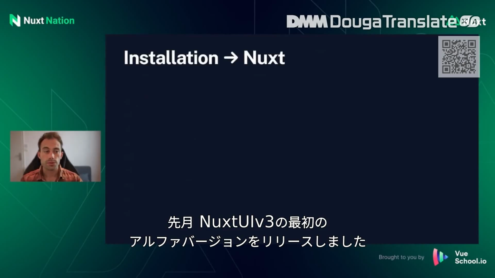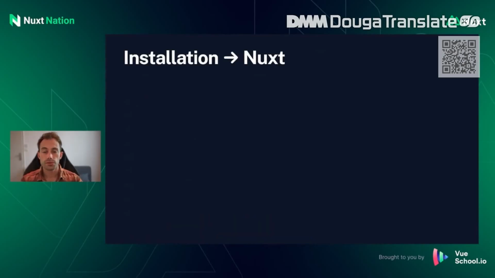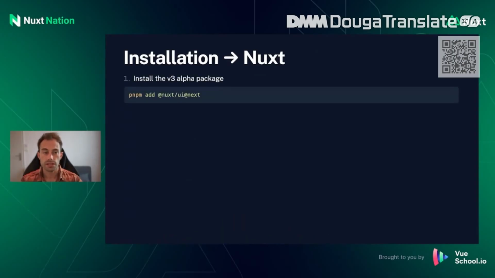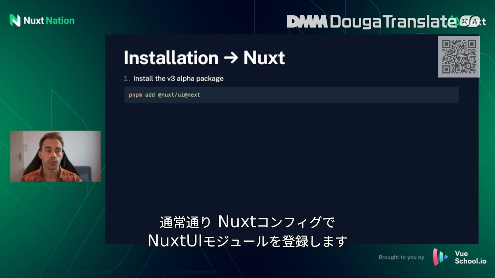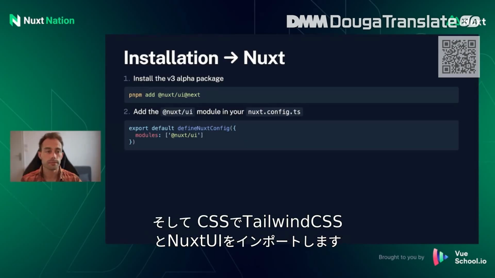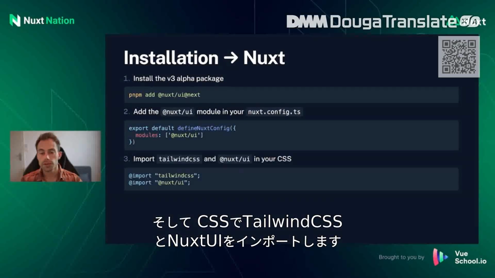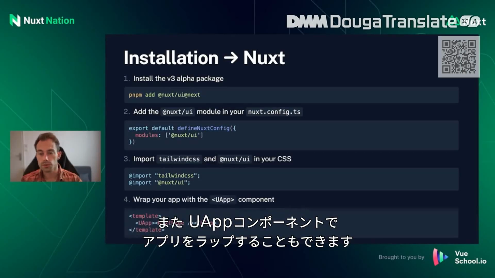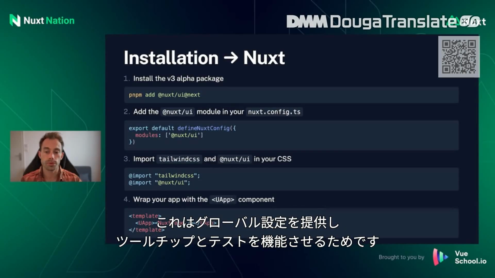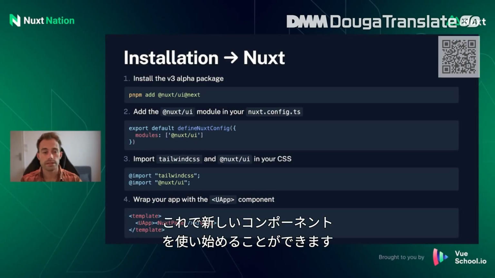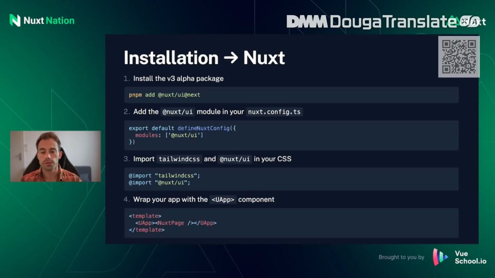Last month, we released the first alpha version of Nuxt UI v3. You can install it using the npm next tag. Then you register, as usual, the Nuxt UI module in your Nuxt config. And you import Tailwind CSS and Nuxt UI in your CSS. You might also want to wrap your app with the UApp component to provide global configuration and make tooltips and toasts work. And that's it. You can now start using all the new components.